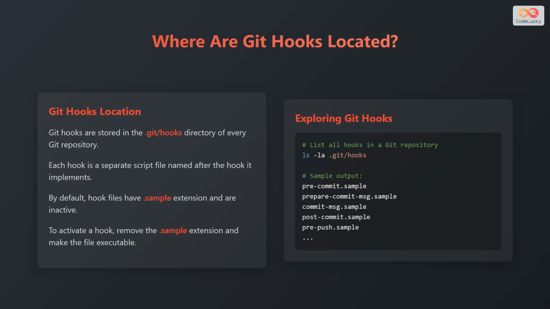Git hooks are stored in the .git/hooks directory of every Git repository. Each hook is a separate script file named after the hook it implements. By default, hook files have a .sample extension and are inactive. To activate a hook, remove the .sample extension and make the file executable. To explore Git hooks, list all the hooks in a Git repository by running the command ls -l .git/hooks. The sample output lists the default hooks with the .sample extension.